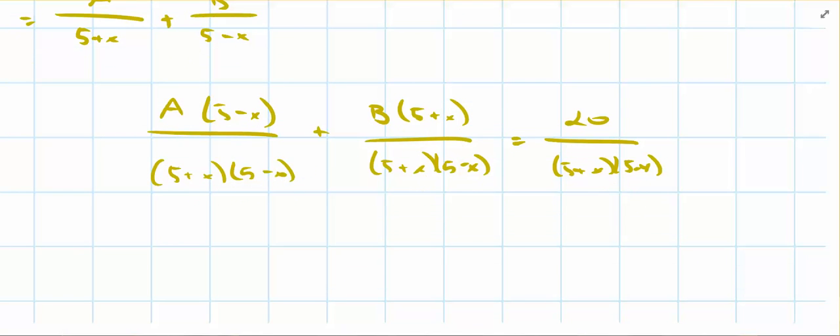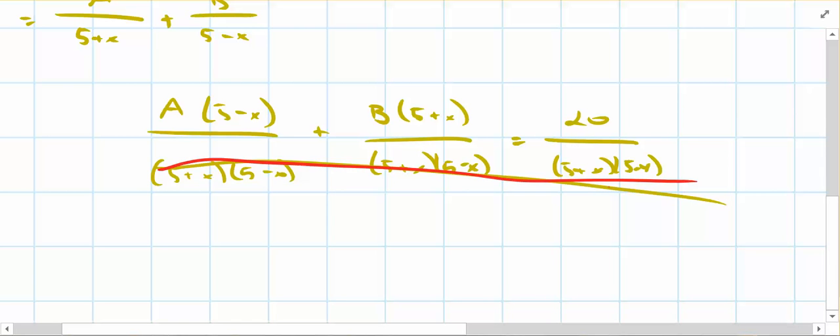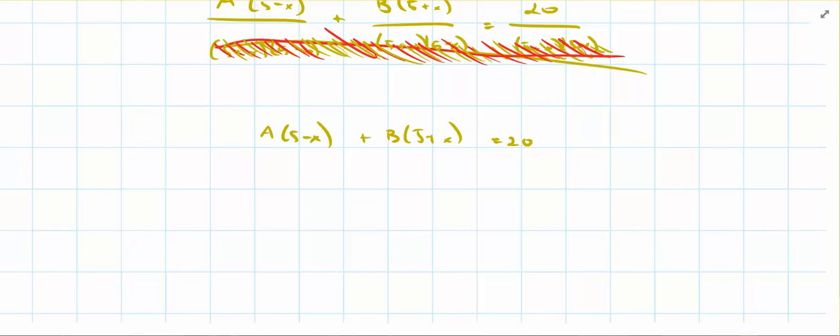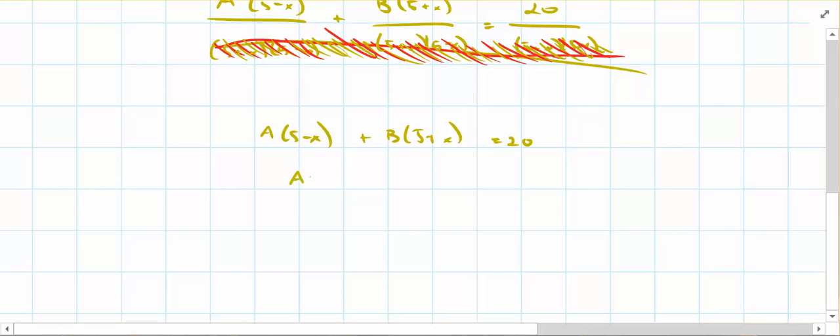Now we can get rid of the entire denominator. I'll do this in red. And now we'll be left with, going back to gold, A times 5 minus x plus B times 5 plus x is equal to 20. Now we have to distribute the A and the B. Now A times 5 minus Ax plus B times 5 plus Bx is equal to 20.